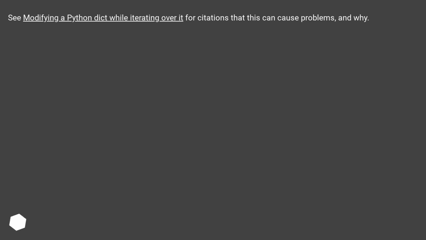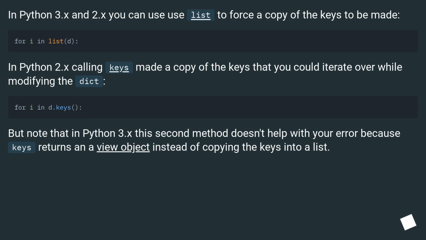See modifying a Python dict while iterating over it for citations that this can cause problems, and why. In Python 3.x and 2.x you can use list to force a copy of the keys to be made.